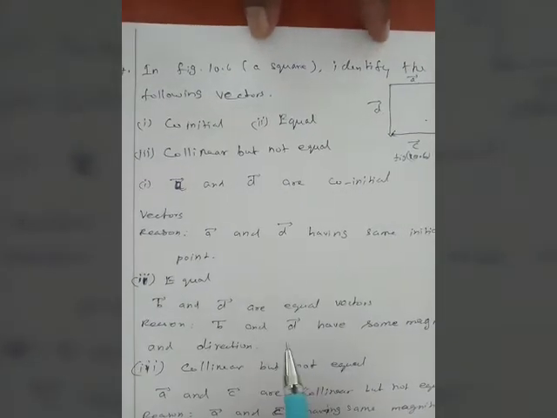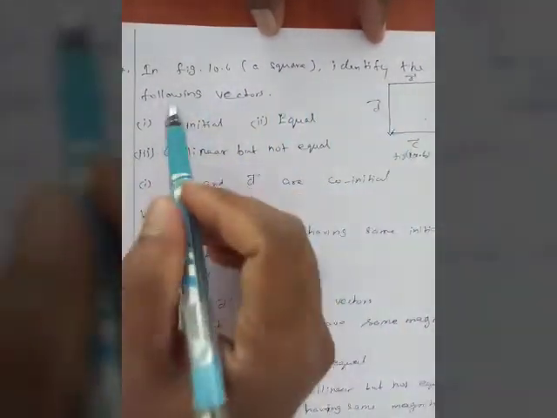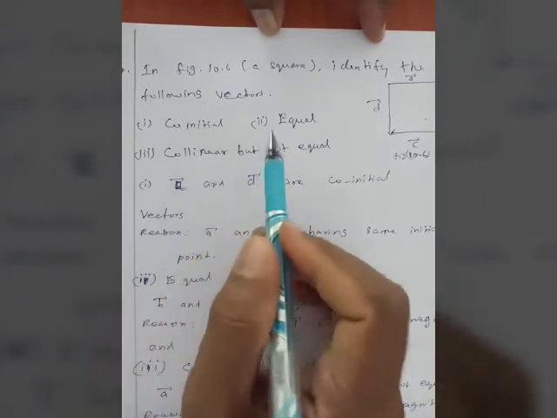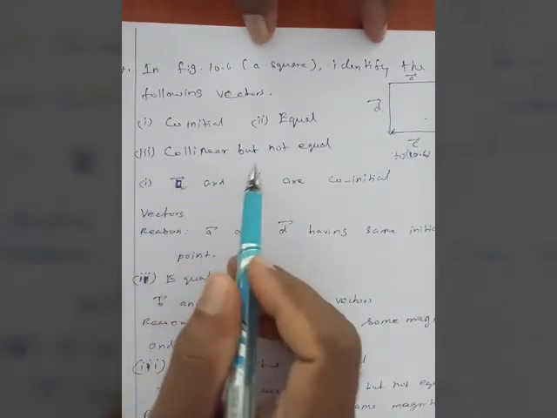Now the question number 4. In the figure is a square. Identify following vectors. First one co-initial, second one equal, third one collinear but not equal.